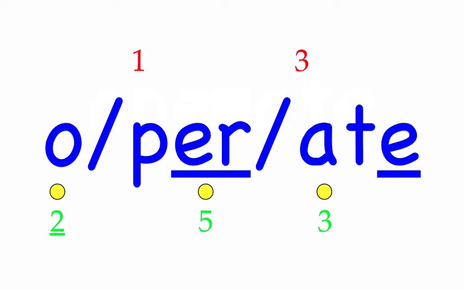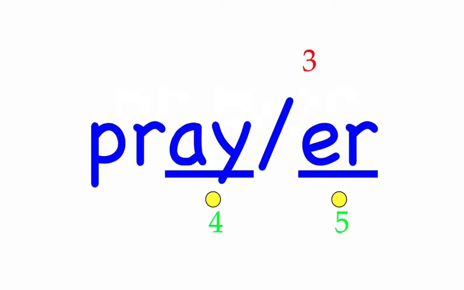Row 4, prayer. We will say a prayer for you. Prayer. Now for spelling, pronounce it pray. Pray has three sounds. P, r, a. Er, one sound. Prayer. Mark the word.